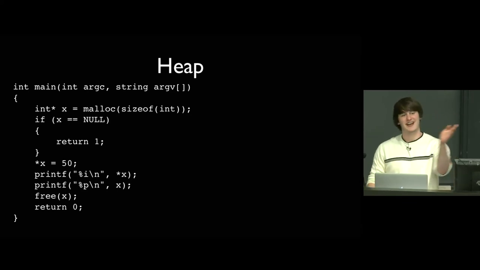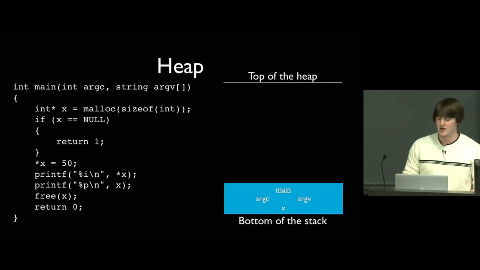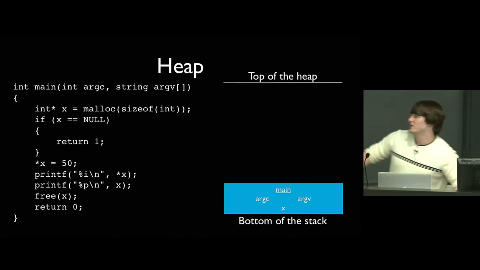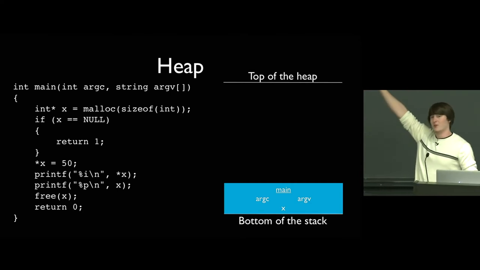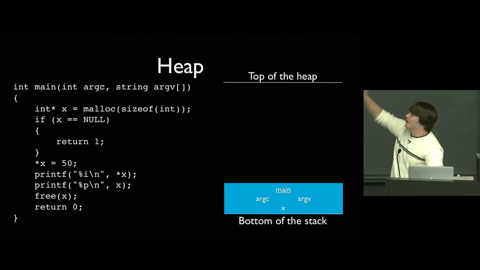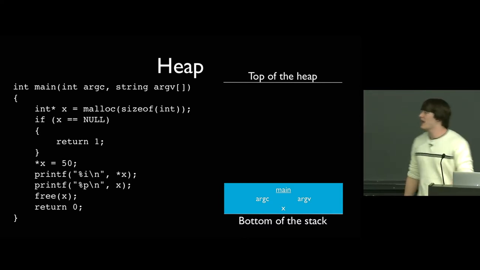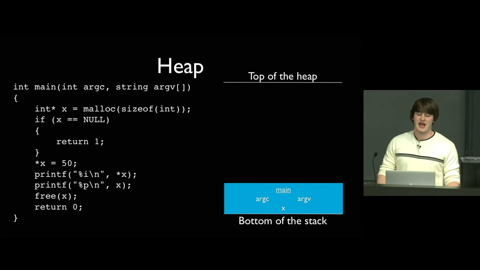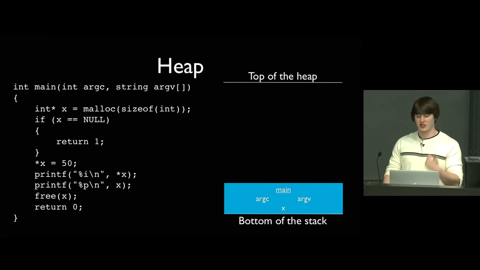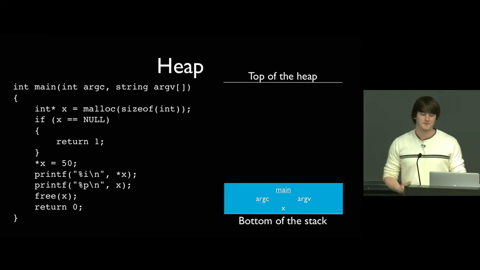So how is this actually going to look if we look at our stack and heap? We'll start again with the bottom of our stack as before. Remember that the heap directly opposes the stack, so we're going to have the top of our heap up there. At the bottom of our stack, we have our stack frame for main. It has the space for argc, argv, and we now have a local variable x, which is an int star.